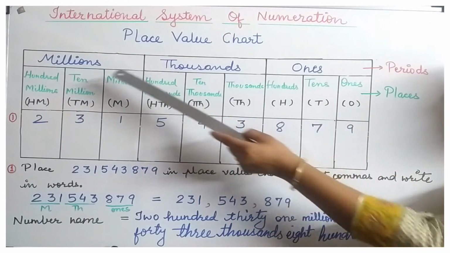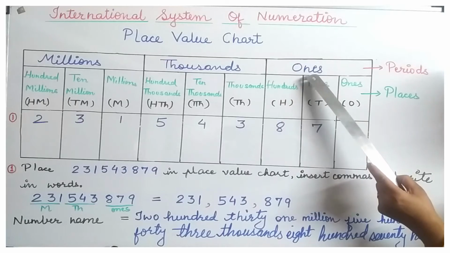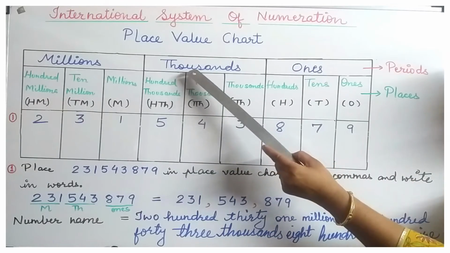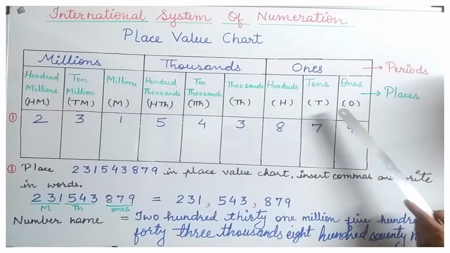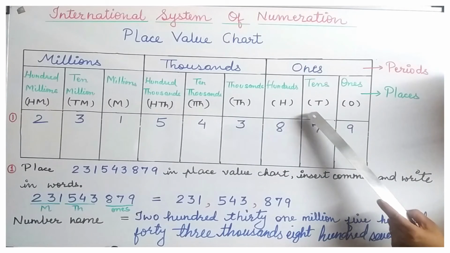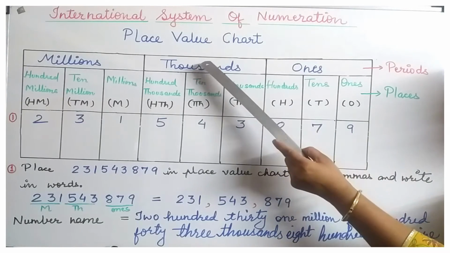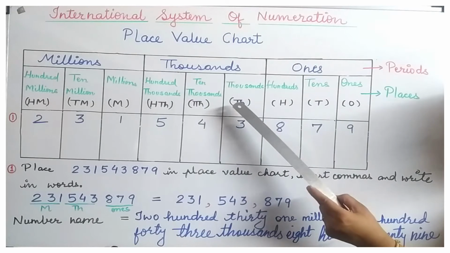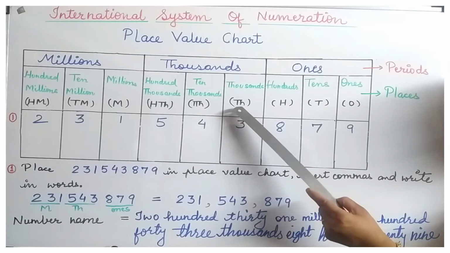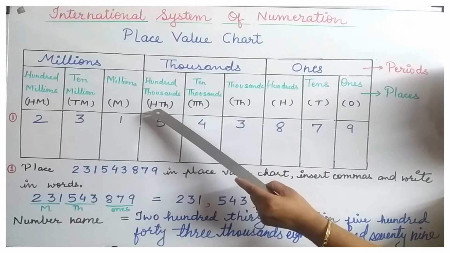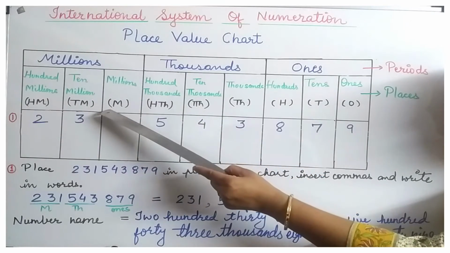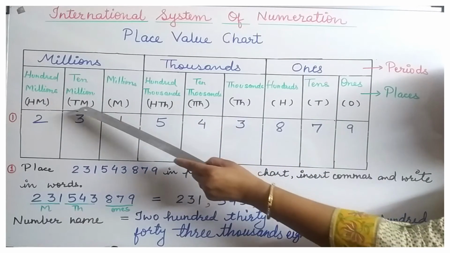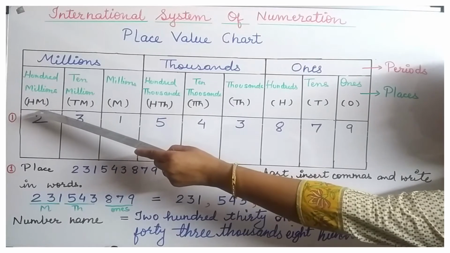There are 3 periods. First period is known as ones period, second period is thousands period, third period is millions period. Every period contains 3 places: ones, tens and hundreds. Second period is thousands. Again second period is having 3 places: 1000, 10,000 and 100,000. Third period is millions. Millions period again contains 3 places: million, 10 million and 100 million.